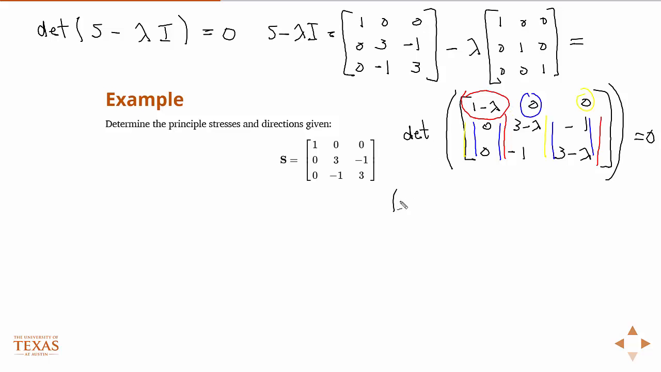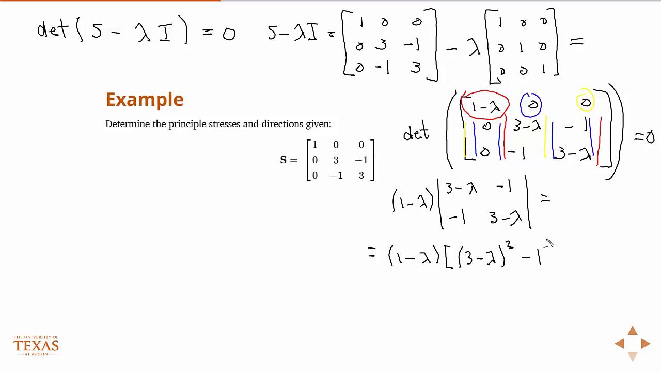So we take 1 minus lambda times the determinant of 3 minus lambda, minus 1, minus 1, 3 minus lambda. So that is equal to 1 minus lambda times 3 minus lambda squared minus 1. And then we can factor that into 1 minus lambda, lambda minus 4, lambda minus 2. That's equal to 0.